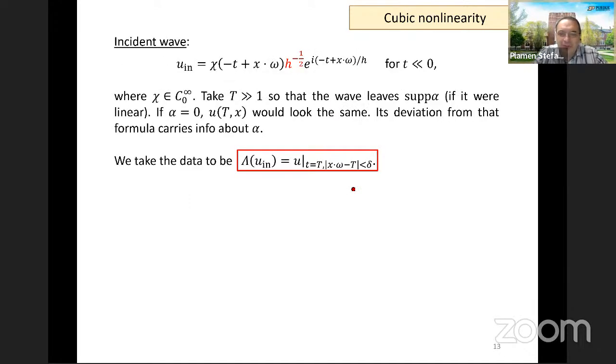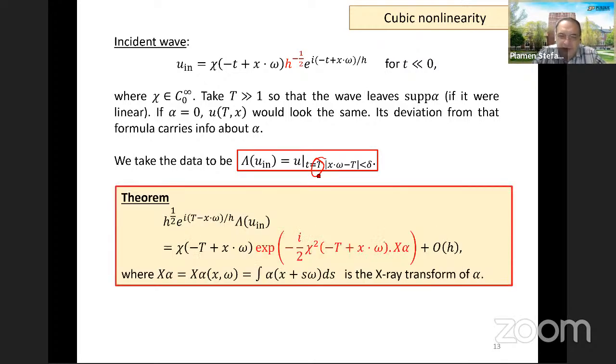So this is the incident wave that you sent. What you see there is the real part of it. And so we take the data to be the solution which is frozen at a certain time after most of it exits the domain. And then the theorem says that you have the following asymptotic expansion. So what goes out of the domain is of this sort. The leading term is like this. And this is what is due to the nonlinearity. If there's no nonlinearity, this will be just 1 because you have e to the power 0, right? And the nonlinearity affects that, right?